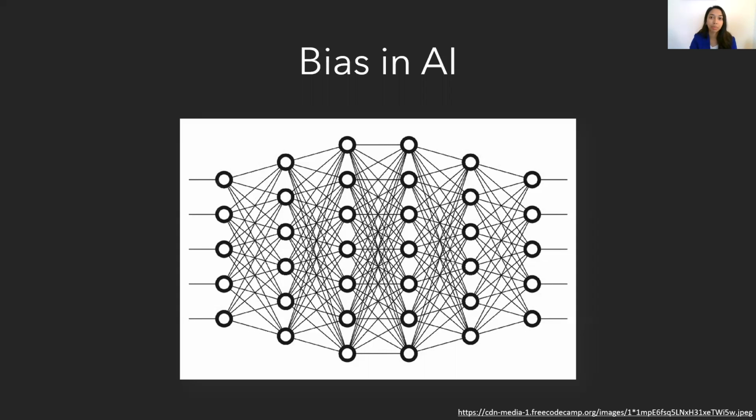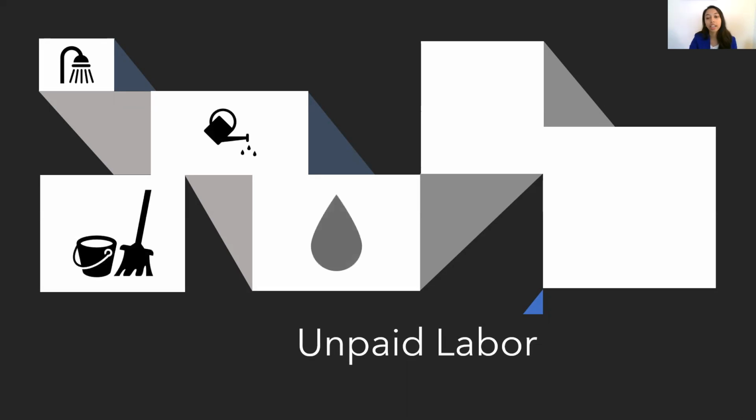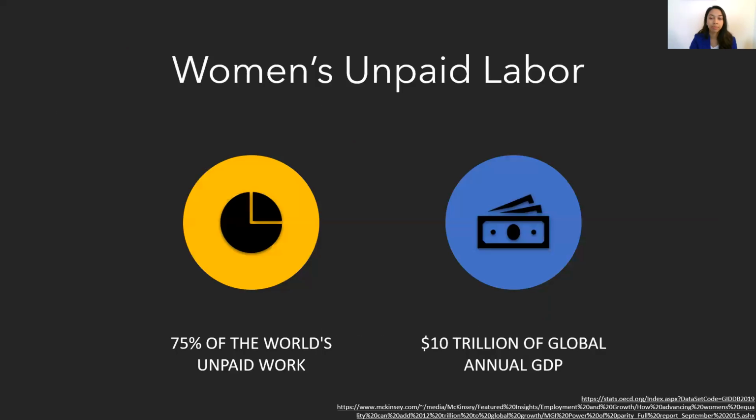I'll start off with the example of unpaid labor. Unpaid labor is work that does not receive direct compensation. Generally, this consists of household work, taking care of elderly relatives, and taking care of children. In certain countries, this could also involve activities like fetching water and growing food. According to the Organization for Economic Cooperation and Development, women do 75% of the world's unpaid work. In fact, McKinsey estimates $10 trillion of global annual GDP comes from women's unpaid care work.